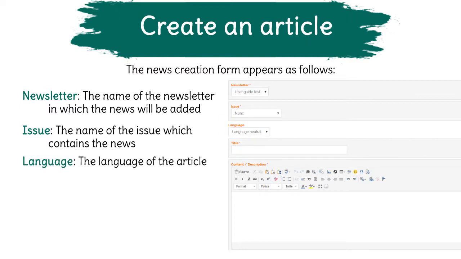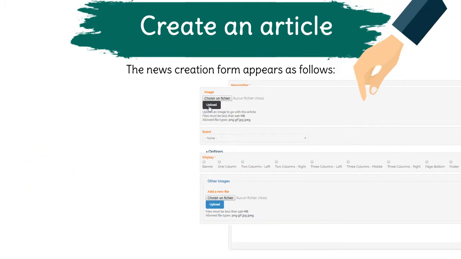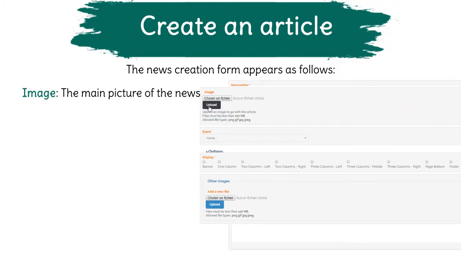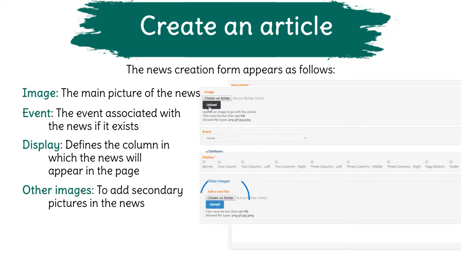Language, the language of the article. Title, the title of the article. Contents, description, the contents of the news. Image, the main picture of the news. Event, the event associated with the news if it exists. Display, defines the column in which the news will appear in the page. Other images, to add secondary pictures in the news.